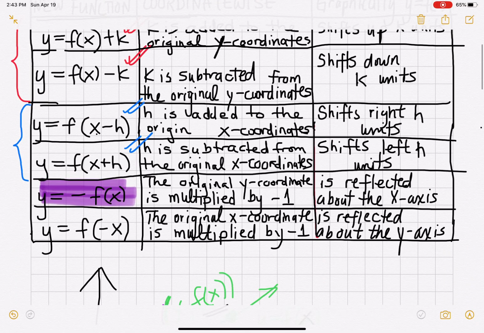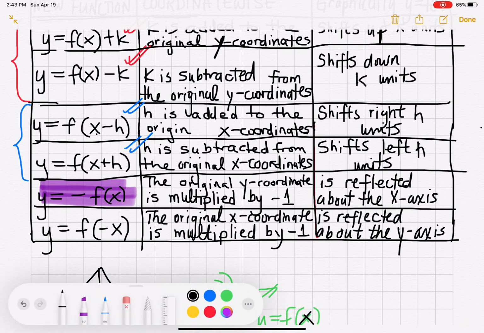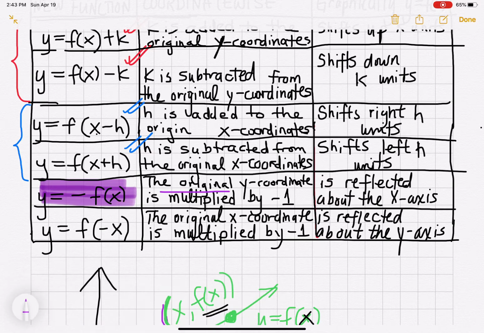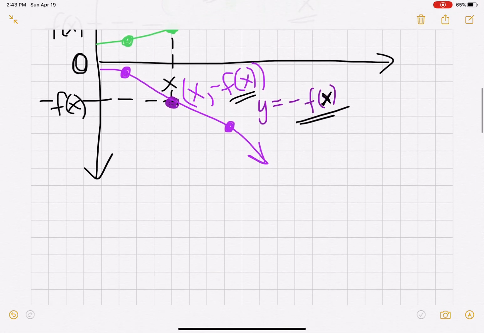So looking at our table, we said that when y equals negative f of x, when you have a negative out in front of the house, the original y coordinate is going to be multiplied by negative 1, and that's going to reflect everything about the x-axis. In a similar way, when you have a negative x inside of the house, instead you're going to multiply the original x coordinate by negative 1, and you're going to reflect everything about the y-axis. Let's do some examples of these two reflections.